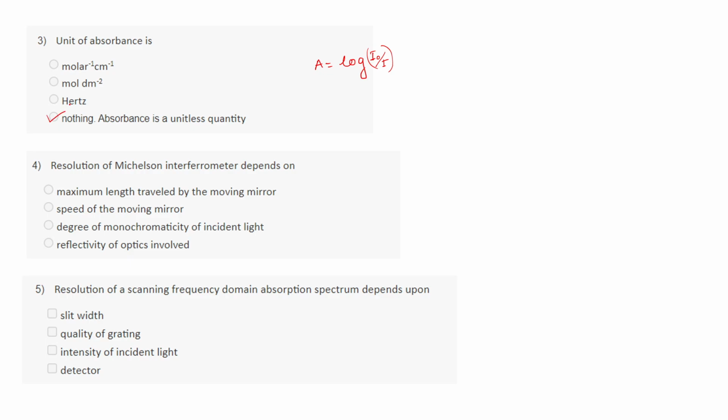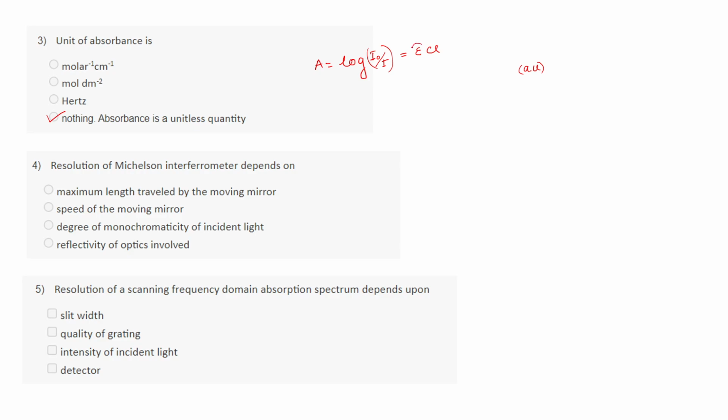You will see in certain papers or publications that the unit is written as AU, that is, arbitrary unit, but that is actually not correct. So you have to know that there is no unit of absorbance. You can multiply with some other physical parameters, then the unit will change, but then it will not be absorbance, right? So like from absorbance is equal to epsilon CL, right?